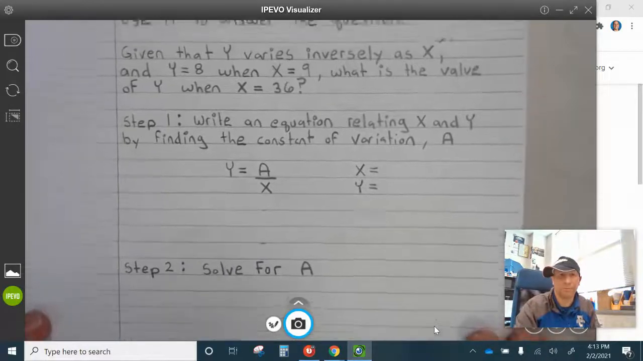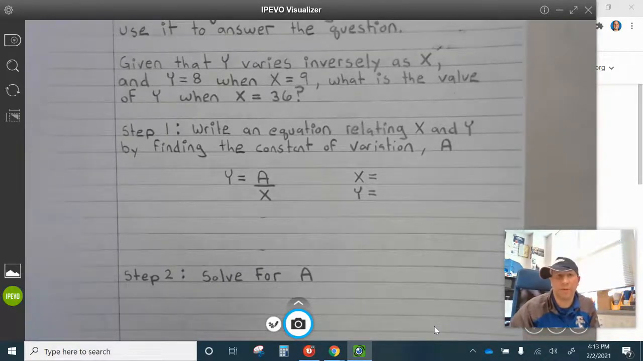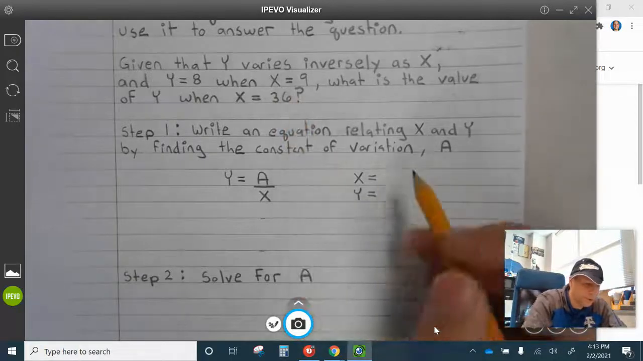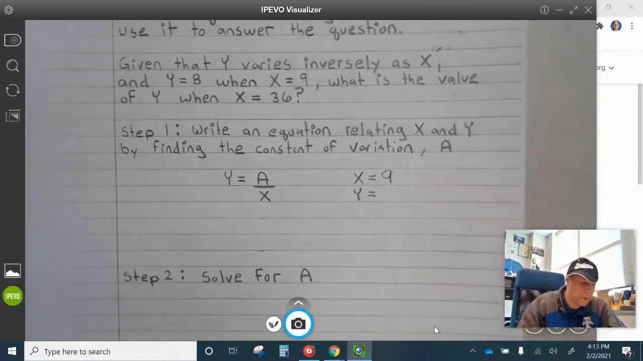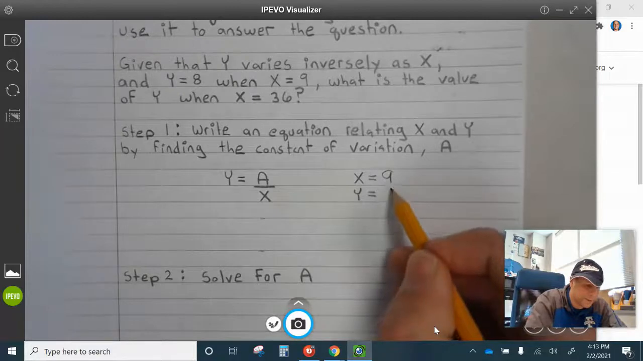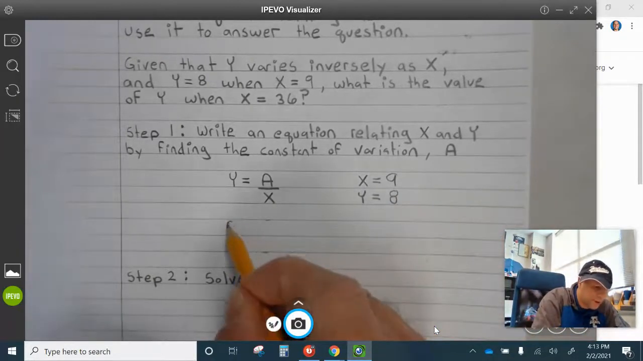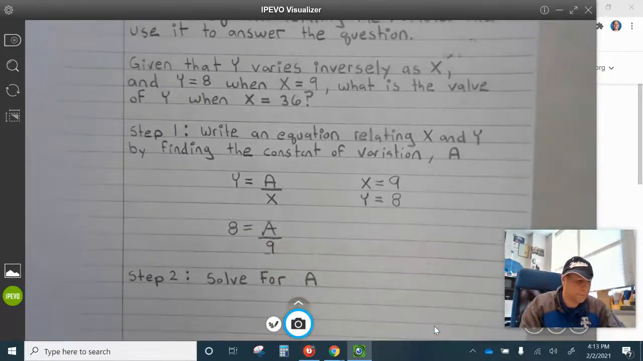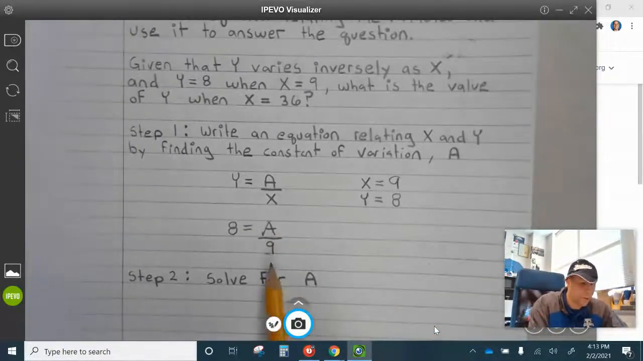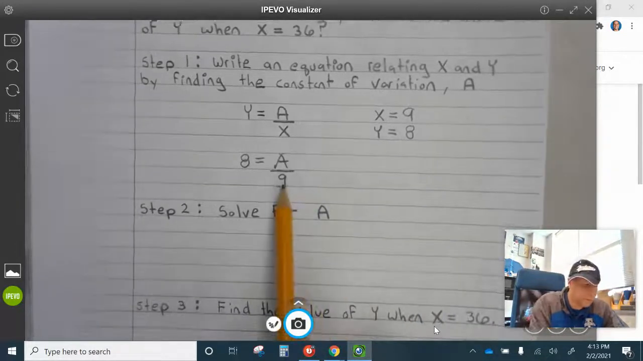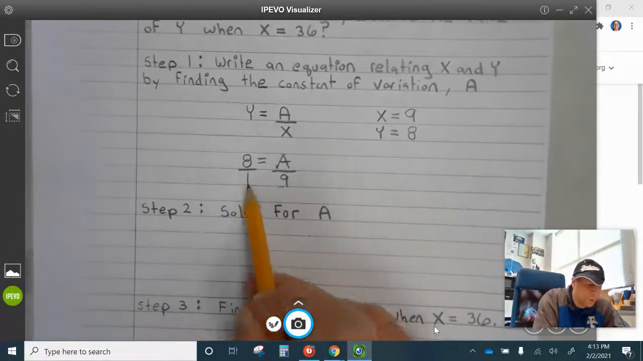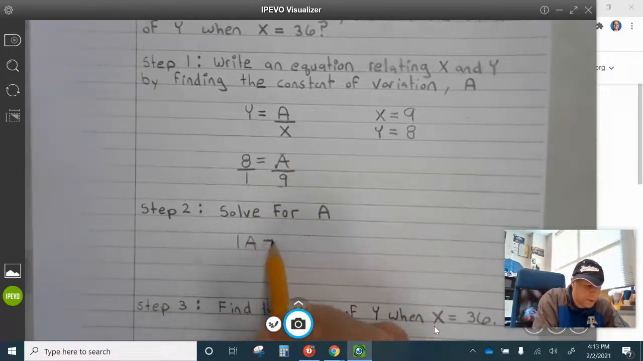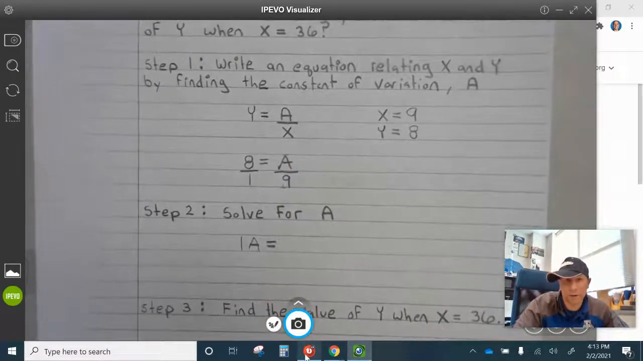All right, so step 1. Write an equation relating x and y by finding the constant of variation a. So we know the equation, since it's inversely, is y equals a divided by x. We know that x equals 9 and y equals 8. So our equation is 8 equals a divided by 9. Okay, so now we're going to solve for a. So real simple, we just divide this by 1 and cross multiply.